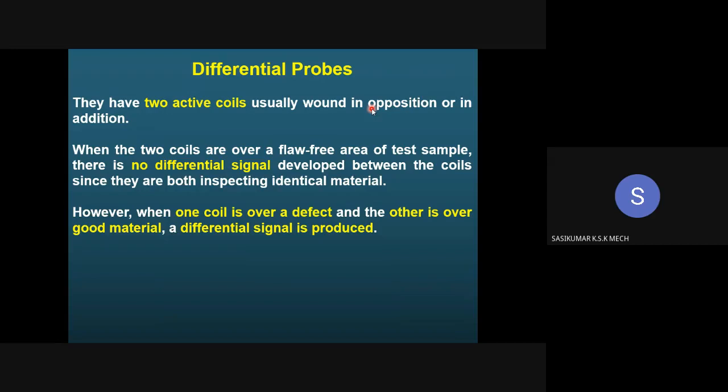However, when one coil is over a defect and the other is over good material, it differentiates the signal and a differential signal is produced. So that is what differential probes are. It will compare good and bad areas in a simultaneous manner. So that is what are called differential probes.